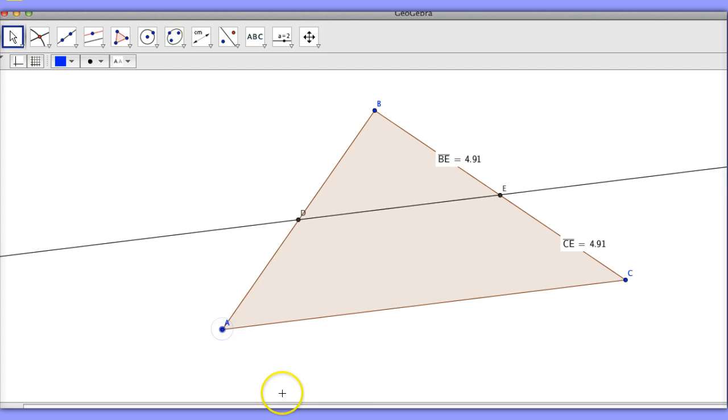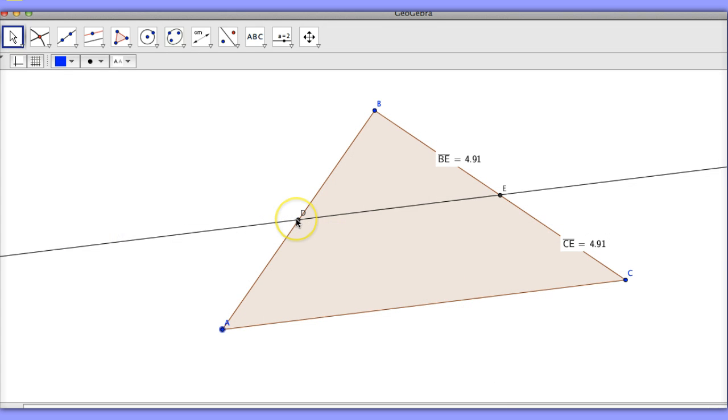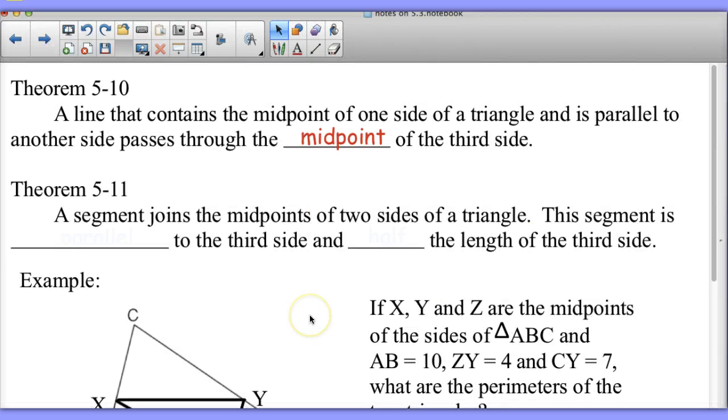Let's go back and take a look at the theorem. It says a line that contains the midpoint of one side of a triangle and is parallel to the other side passes through the midpoint of the third side. That seems to make sense. That's what we had going on here. It was through the midpoint here, parallel to the third side. It passed through the midpoint of the other side. Let's take a look at one final theorem.